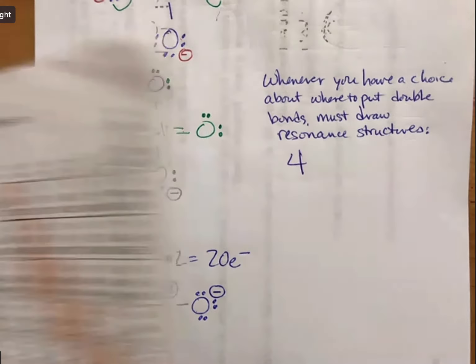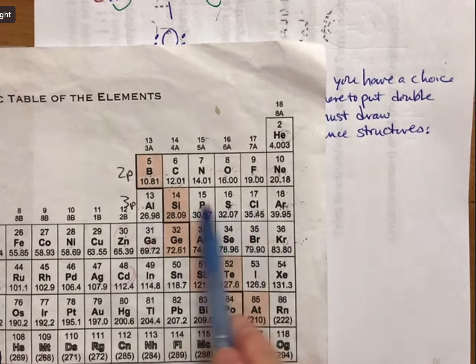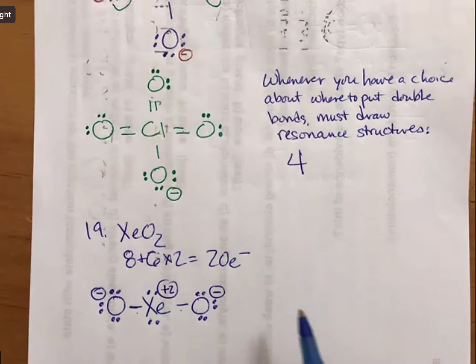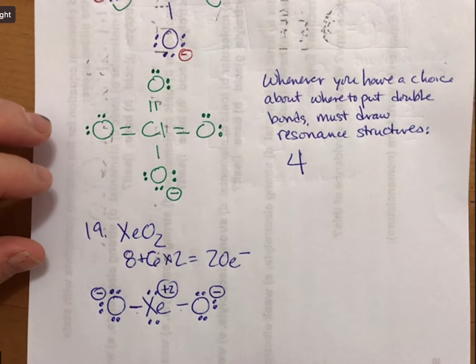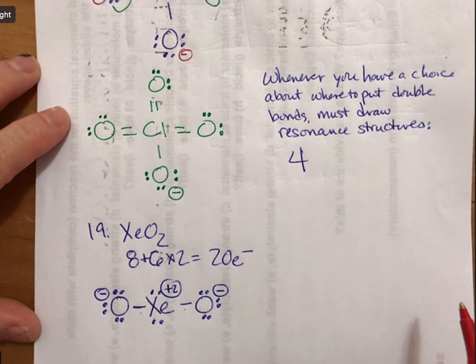Xenon is way down here. Anything below these elements here can form an expanded octet, which means that xenon can form an expanded octet. Can anybody tell me how many double bonds we're going to form? 2. 2, right on.